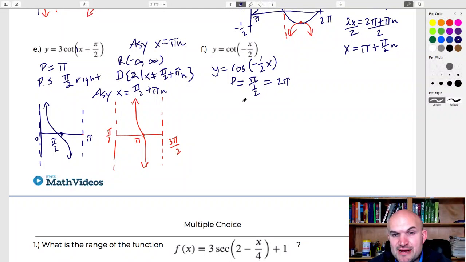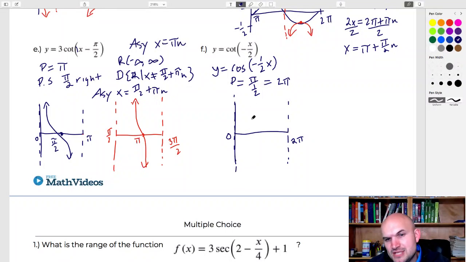So if I was going to sketch my graph here, if I'm not shifting the graph at all, then I know I'm still going to start at 0. And instead of the period going from 0 to pi, I know it's just going to go to 2 pi. Now, you know that the x-intercept is halfway between my two asymptotes. So I could just go ahead and sketch that here at pi.